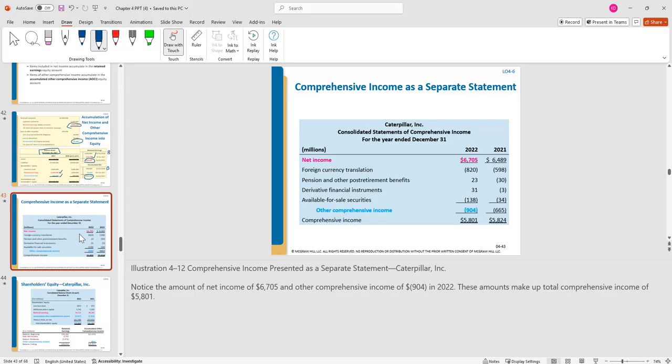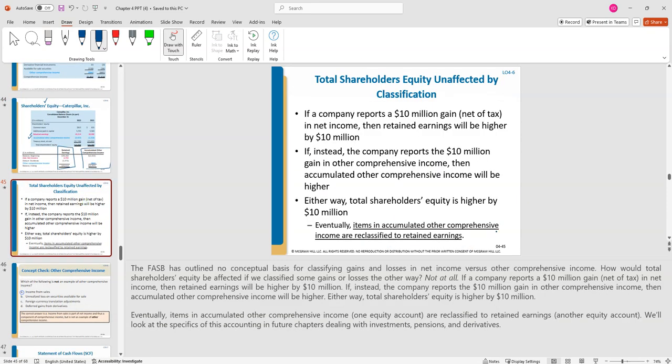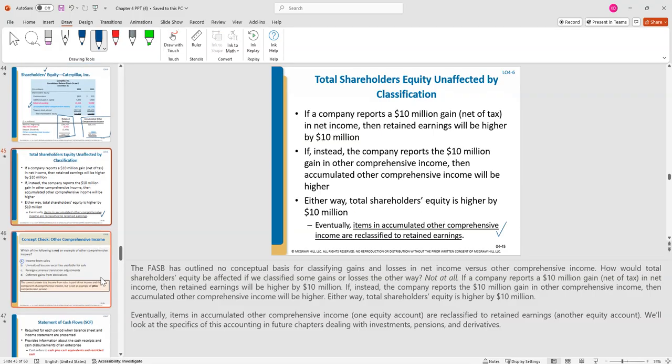Here's an example of comprehensive income as its own separate statement. So again, you could prepare it separately from the income statement, and this is just showing you those two piggy banks in the shareholders' equity section, where we have our retained earnings and our AOCI. One thing to be aware of is that AOCI is a little bit like a holding pattern, in the sense that ultimately we will reclassify these items into our retained earnings. So you can look at that.